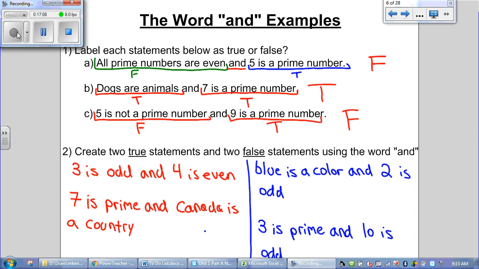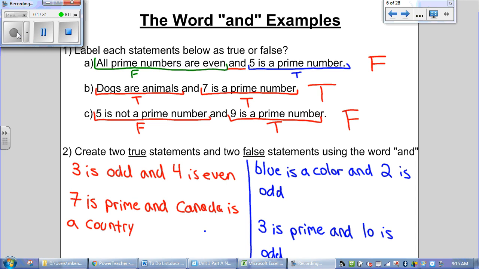The other one over here, these 2 things are false. So I said blue is a color, that is true, and 2 is odd. 2 is not an odd number. 1 false makes the entire thing false when you use the word and. This one down here says 3 is prime and 10 is odd. 10 is not an odd number, so the overarching statement is false because 1 was true and 1 was false.